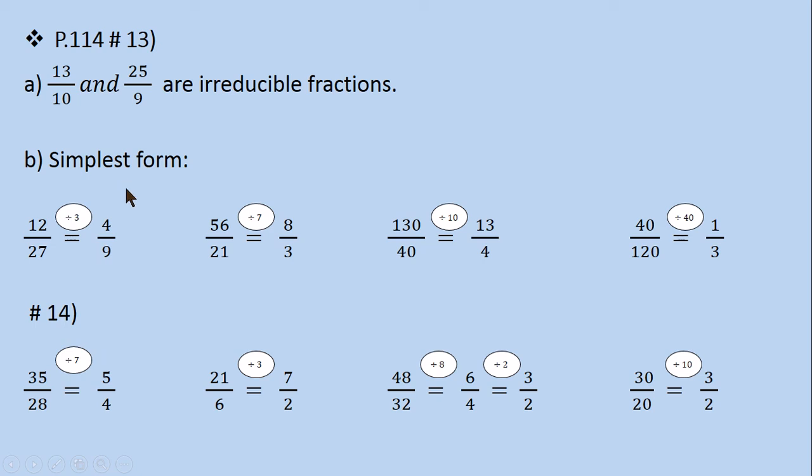That is the irreducible fraction, simplified. Now also we divide them until we find the irreducible fraction. I want you to look at this, 48 over 32. First I divided both by 8. I got 6 over 4. Now 6 over 4 can also be divided by 2. Then 6 over 4 is not the simplest form. So 6 over 4 divided by 2, we get 3 over 2. Now 3 over 2 is the simplest form. It is the irreducible fraction.